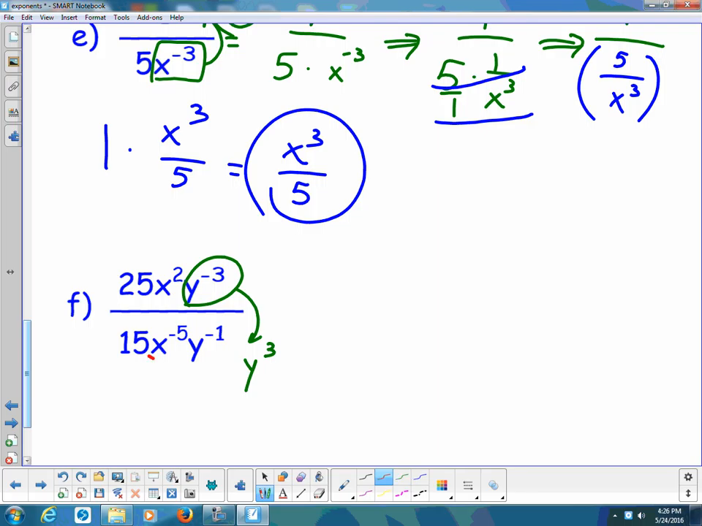I have x to the negative fifth here, but I don't want that negative, right? We don't ever want to leave our final answer with negative exponents. So I'm going to put that up in the numerator with a positive 5 exponent. And I've got one more of those. I've got y to the negative first in the denominator, so I'm going to move that up to the numerator and make it y to the positive first.